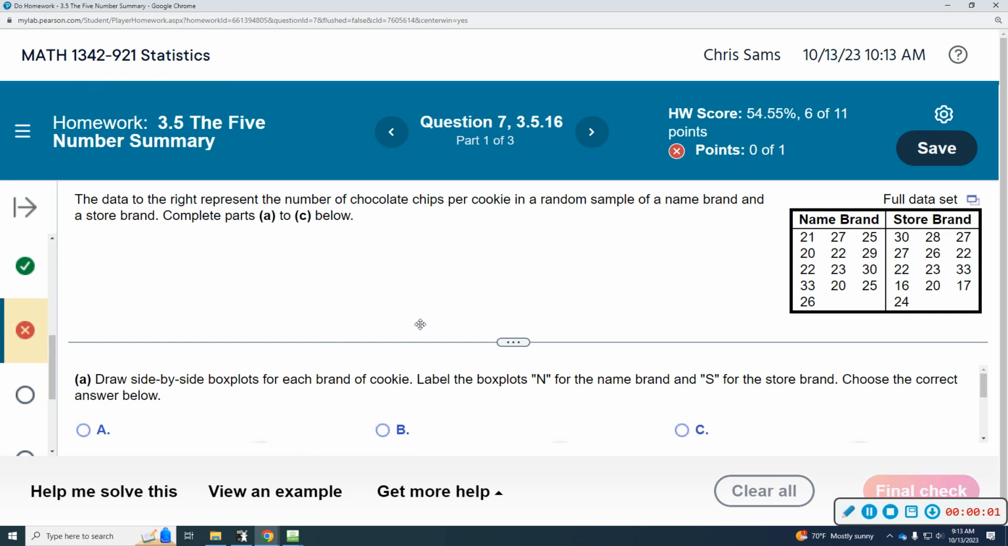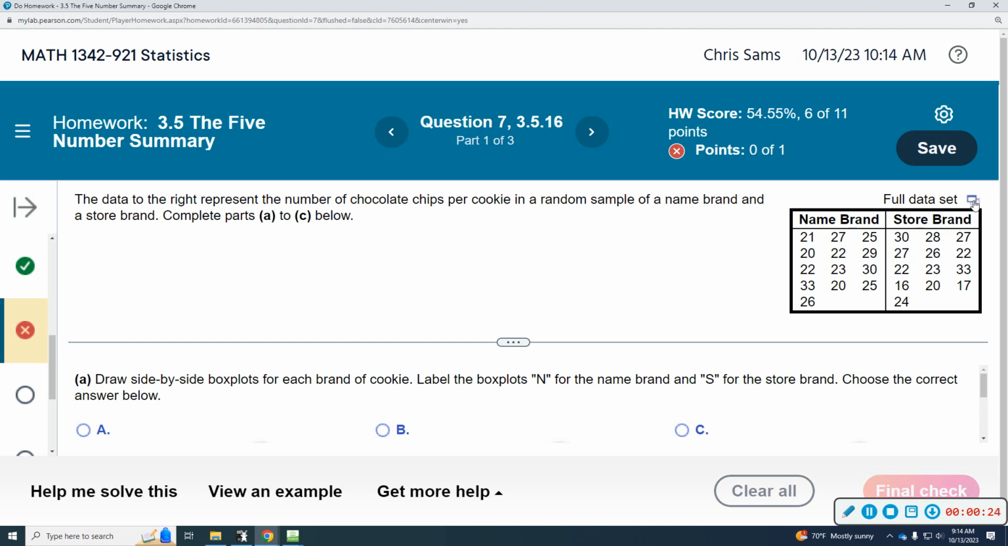All right, question number 7 says the data on the right represents the number of chocolate chip cookies in a random sample. We got name brand and a store brand. We're going to complete parts A through C. So A here says draw side-by-side box plots of the brand of cookie. Use N for name brand and S for store brand.